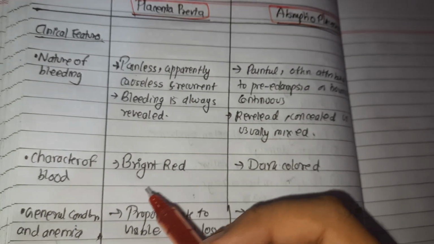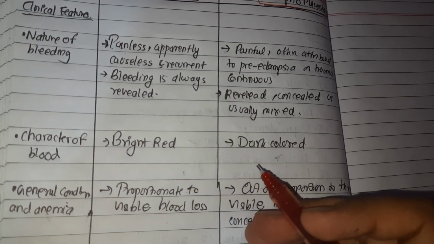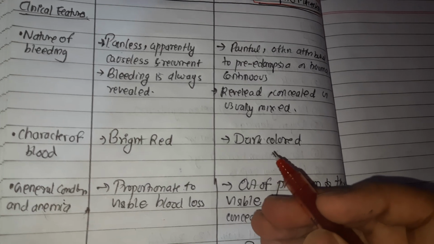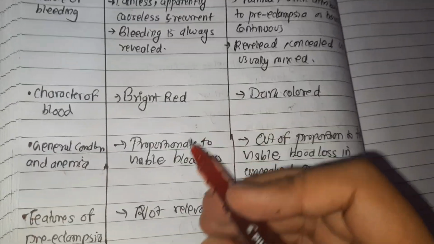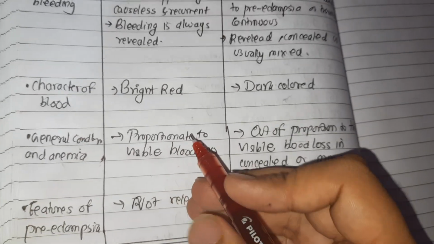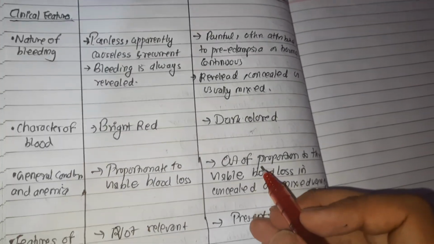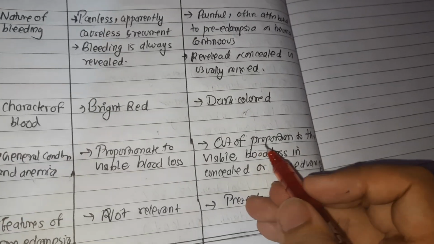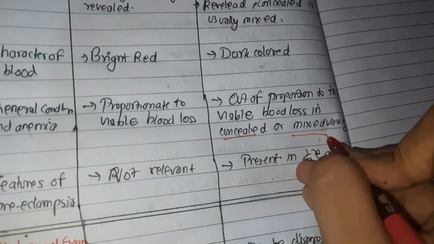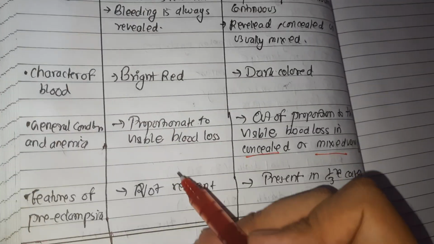In placenta previa, the blood is bright red in color, whereas in abruptio placenta, the blood is dark red in color. In placenta previa, the general condition and anemia are proportionate to visible blood loss, and in abruptio placenta, the general condition and anemia are out of proportion to visible blood loss in concealed or mixed variety. But in revealed variety, it is the same as that of placenta previa.